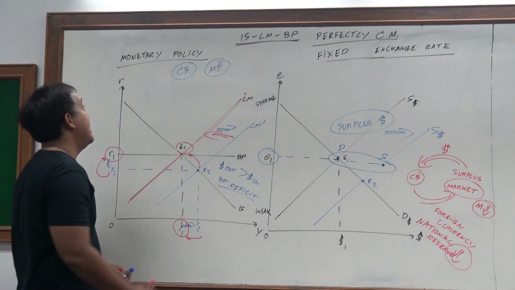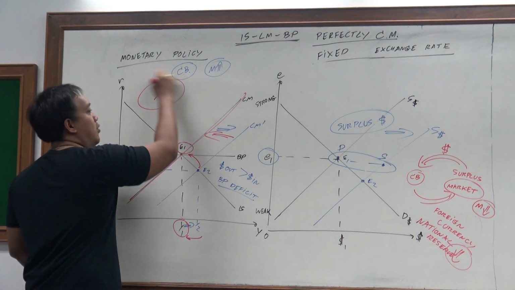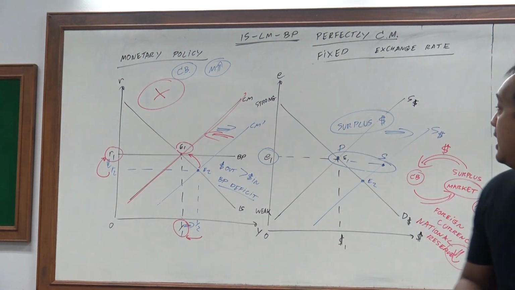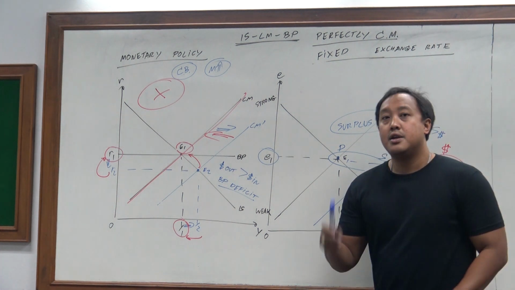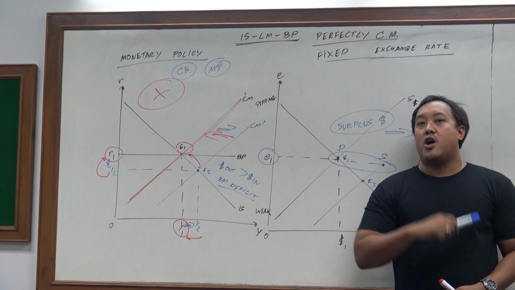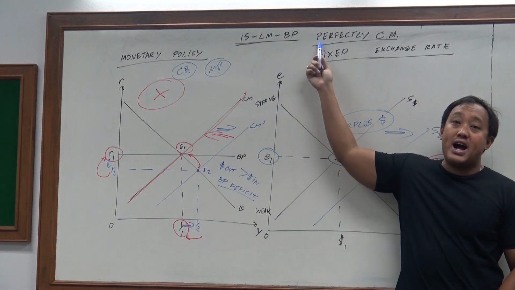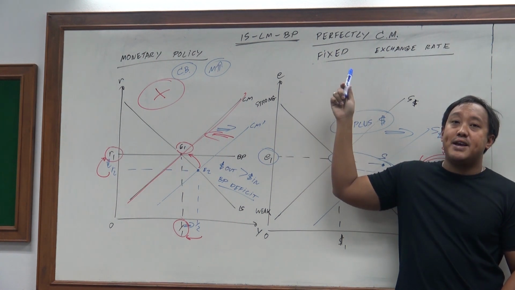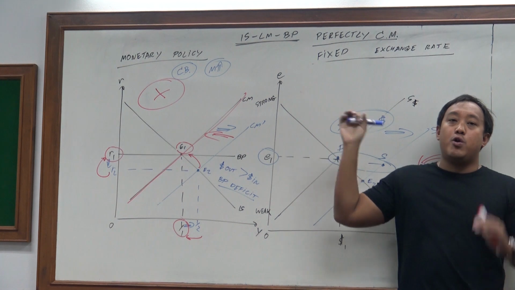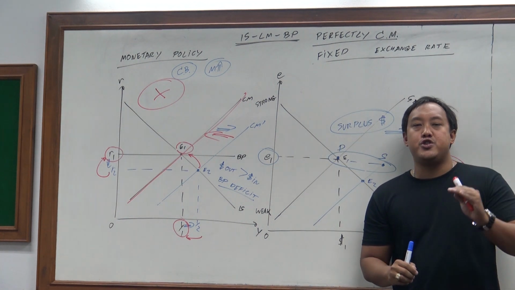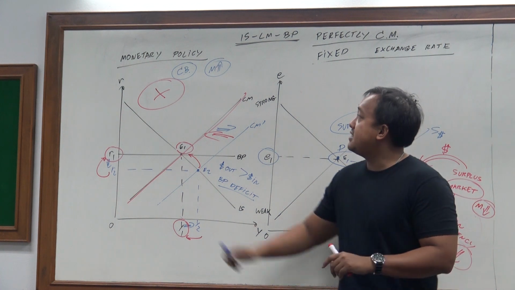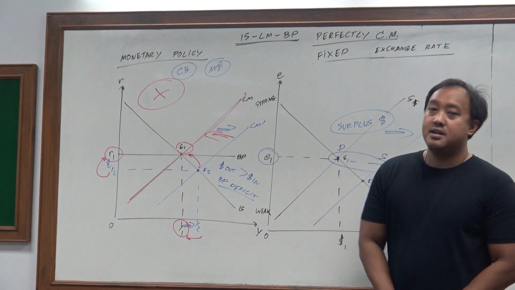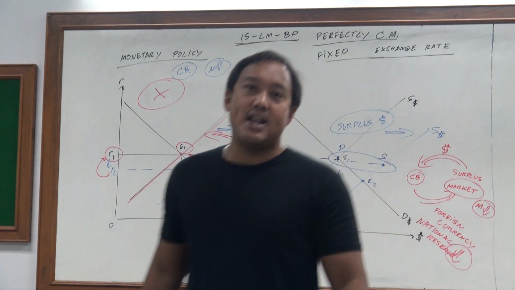So it means that in this case, monetary policy doesn't work, because GDP goes backward to the original point. So, for conclusion, if your country has perfect capital mobility and uses a fixed exchange rate, and you want to stimulate the economy, you should use fiscal policy instead of monetary policy. See that? Okay, done for today. See you again next week.